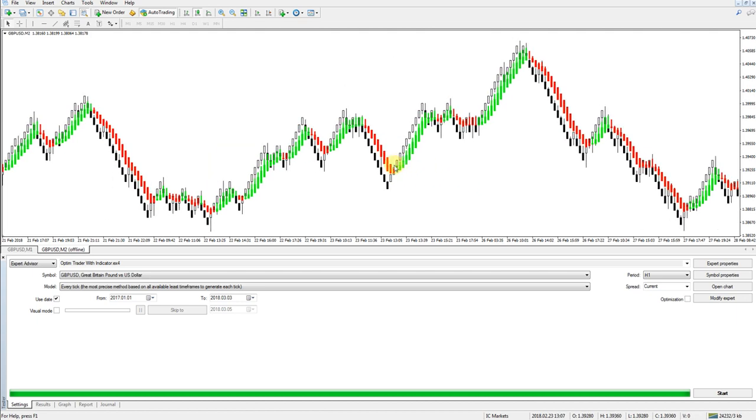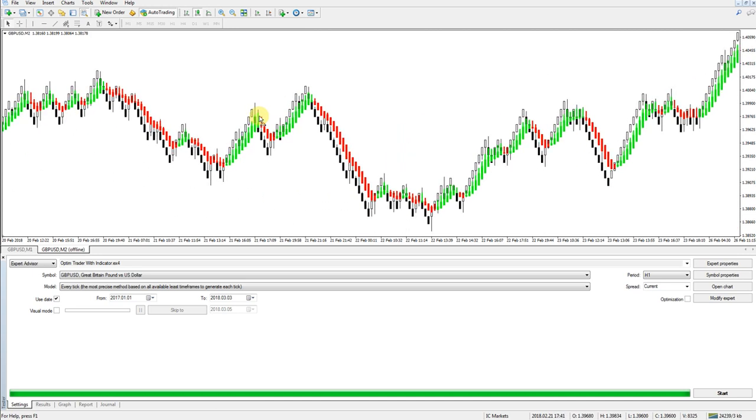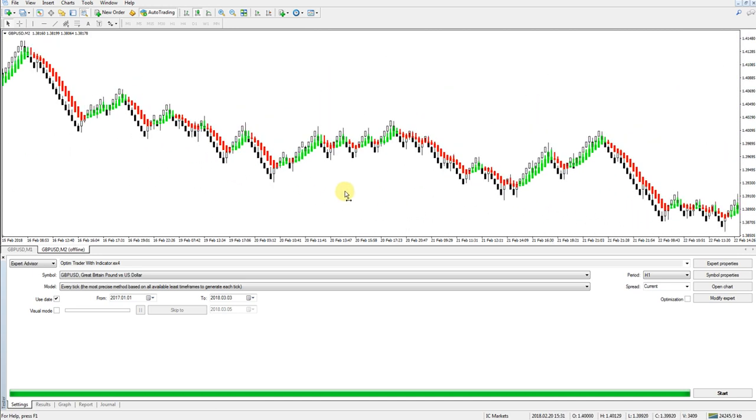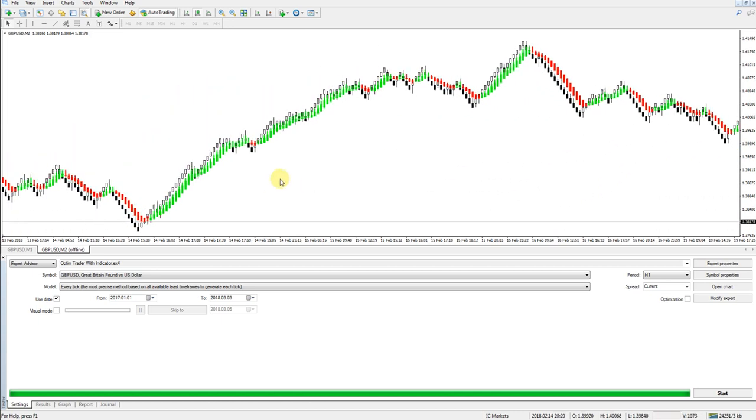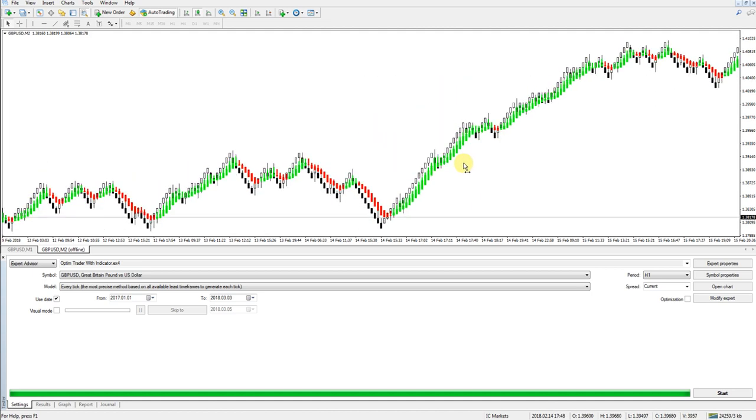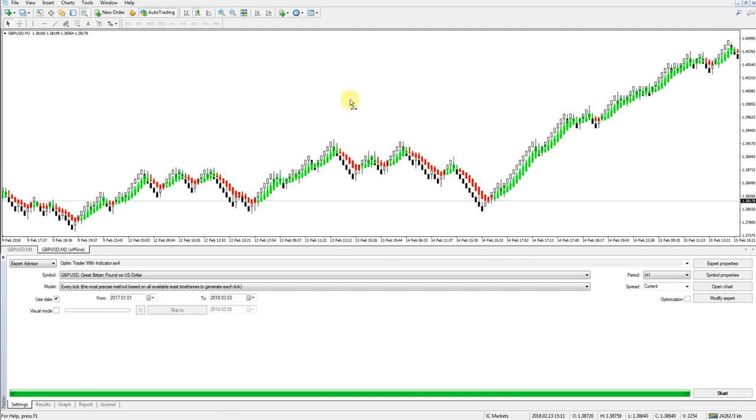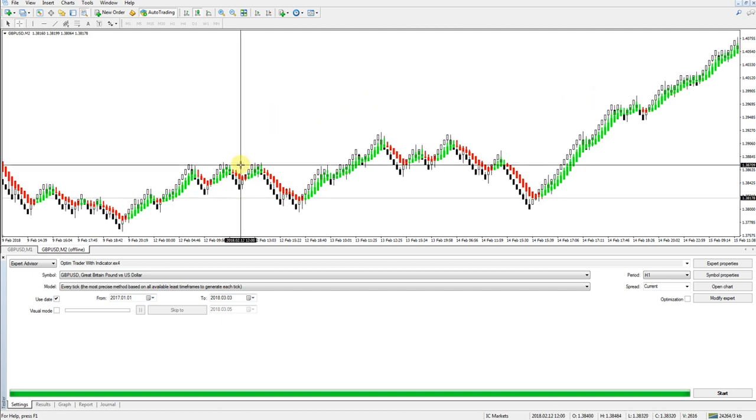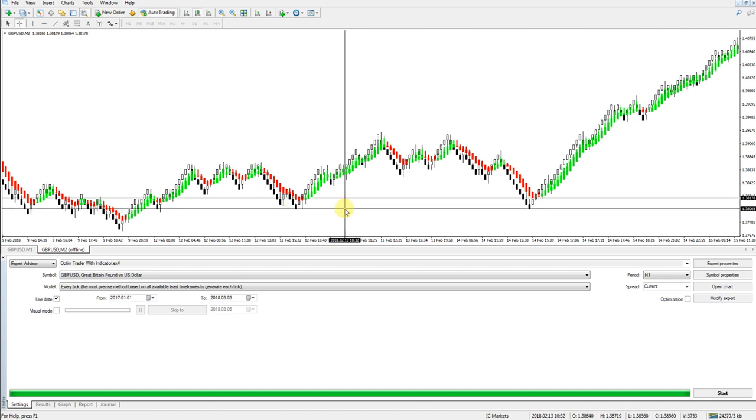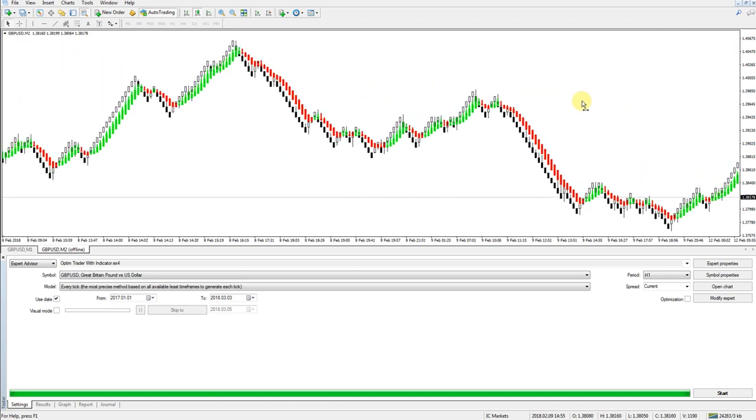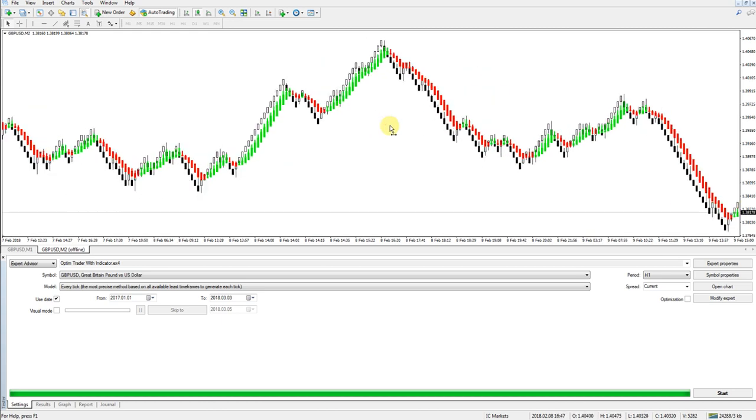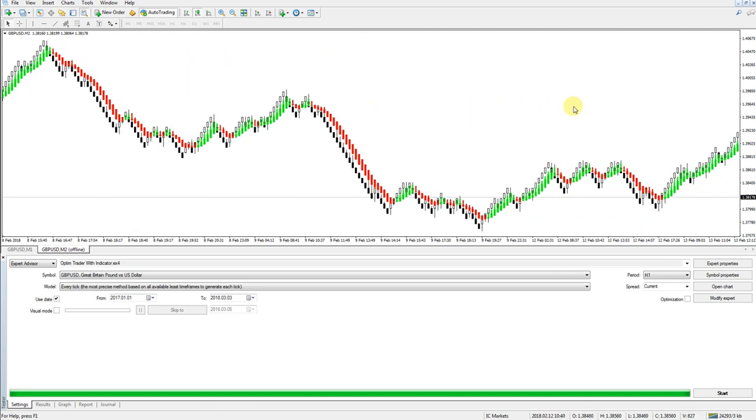As you can see, it is generating decent signals. I use this in my everyday trading. Green means buy and red means sell. This is actually a standalone system. If you use it along with the support and resistance levels, and you always take into account your trend with the pair, it is very important to know about your pair.